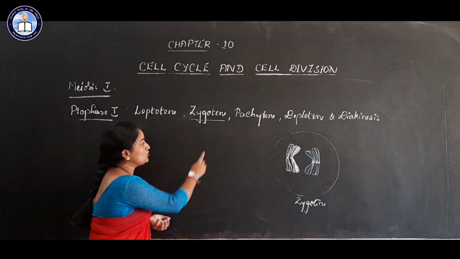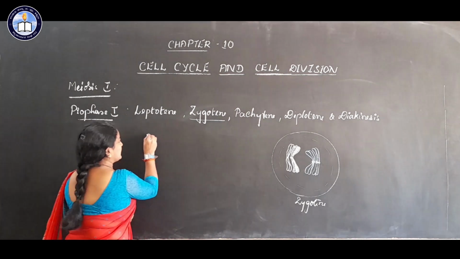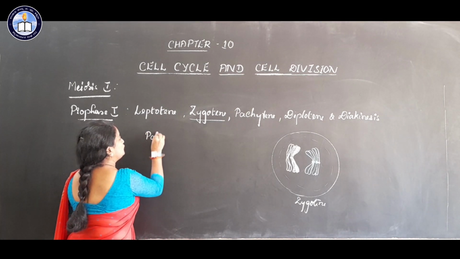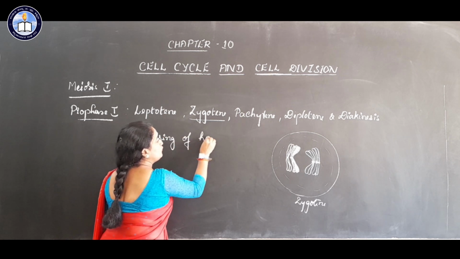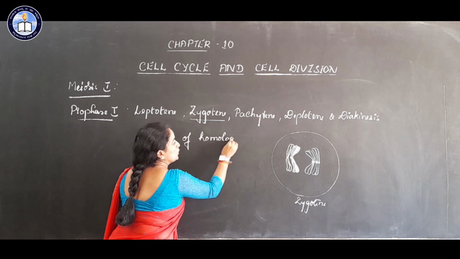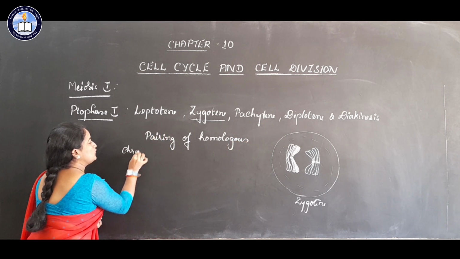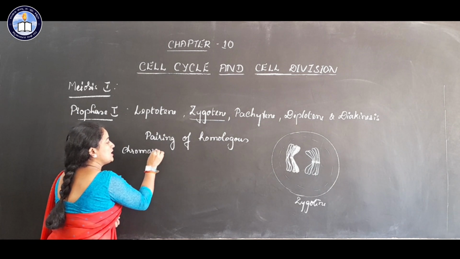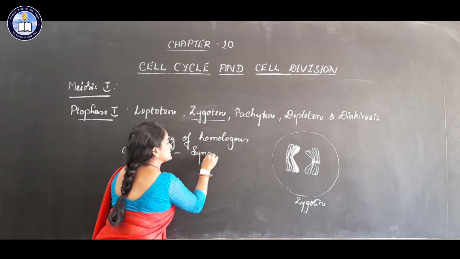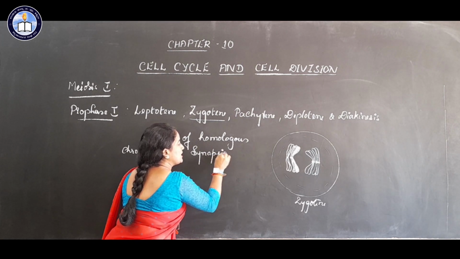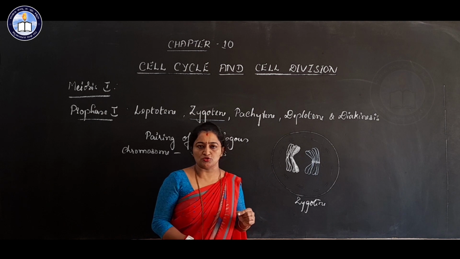Now in the zygotene stage, homologous pairing takes place. Pairing of homologous chromosomes is called synapsis. Formation of synapsis takes place. What are these homologous chromosomes?